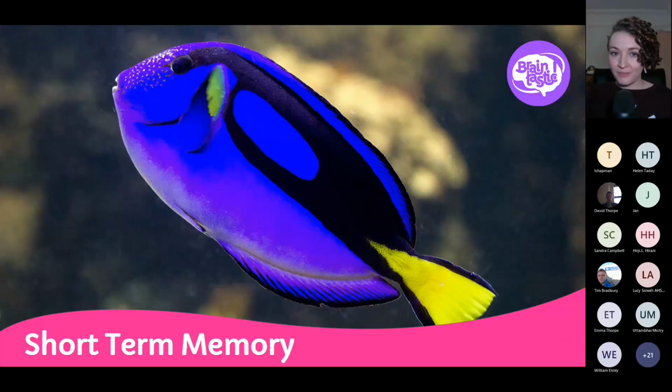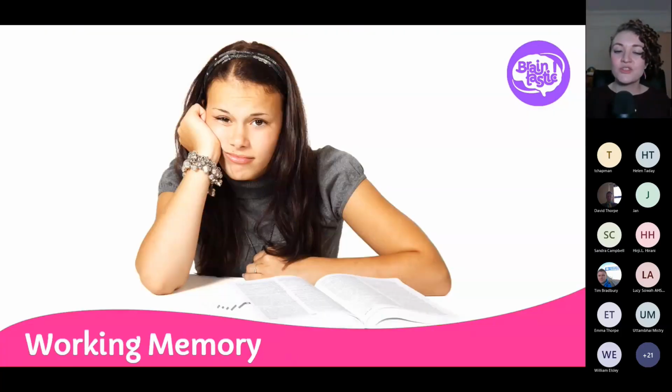So that's our short-term memory, and I've used that fish as an illustration because we're all a little bit like Dory from Finding Nemo when it comes to our short-term memory. As soon as we're distracted, whatever it was we were thinking about goes out of our brains. We also have what's known as working memory, which is super important in school. And that's used to manipulate information that we have stored in our short-term memory. So, for example, when you were doing the maths task, you had to remember the number you were on and then subtract 7 from it.